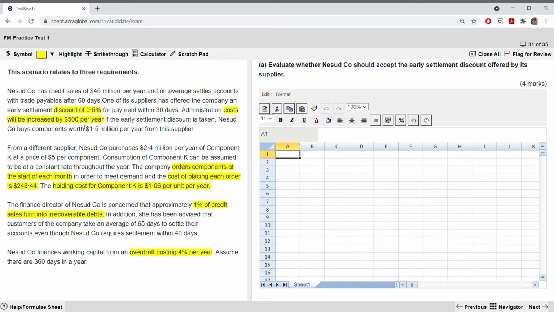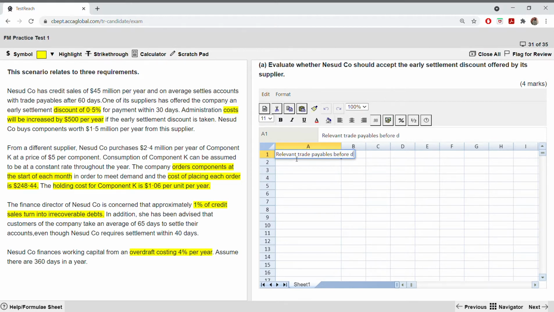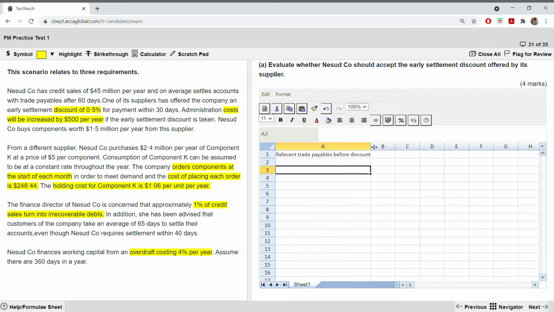So, extend this line. Relevant trade payables. It's not just a calculation, you need to write in Excel as well. Trade payables before discount. Okay. You extend the line so it can be seen fully. Okay. Relevant trade payables before discount. What is it? So the calculation you can do here.